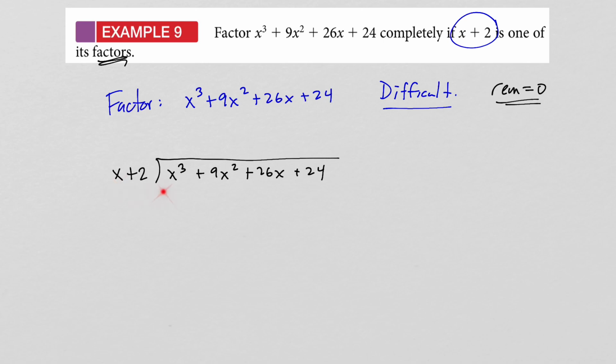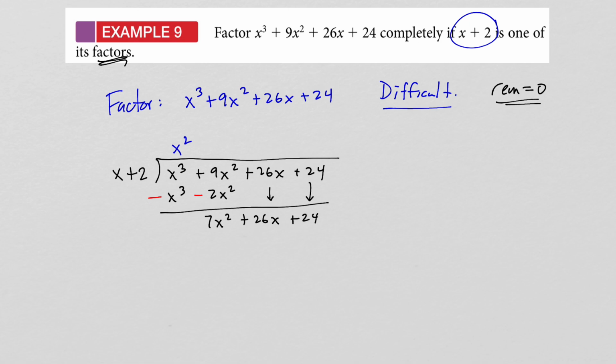So again, x goes into x cubed, x squared times. x squared times x is x cubed. And x squared times 2 is 2x squared. Don't forget you have to subtract both of those. Combining like terms, we get 7x squared. And then these other two terms we'll just bring down.